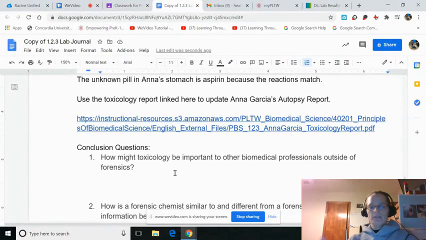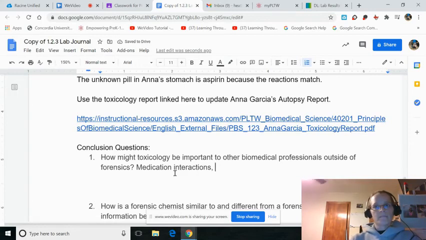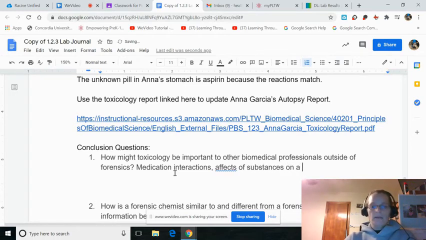So here we go. How might toxicology be important to other biomedical professions outside forensics? So outside of looking at how people died. So let's think about that. Toxicology is looking at how things react. Sure, yeah. So like medication interactions. What else? Sure, sure. Effects of substances on a living body. Yeah, effects.